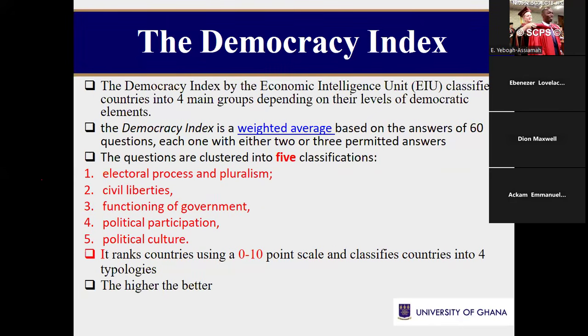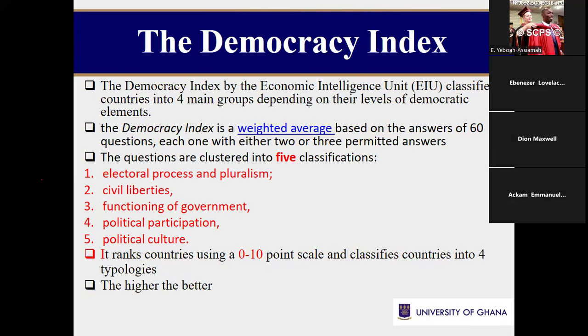So they move from country to country, they have representatives, and they send questionnaires, at least 60 questions. Maybe 12 questions border on the electoral process and pluralism. In Ghana, are elections free and fair? Are the opposition free to campaign without government overreach? Is there a multi-party election in Ghana? Are different political parties allowed to compete or contest? Are they given equal opportunity? So all these questions are answering the first variable, electoral process.